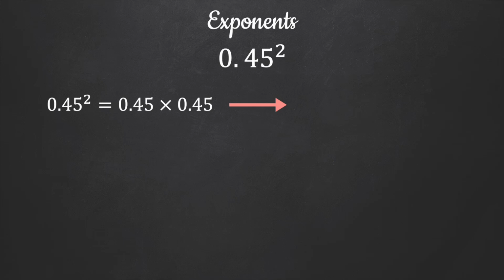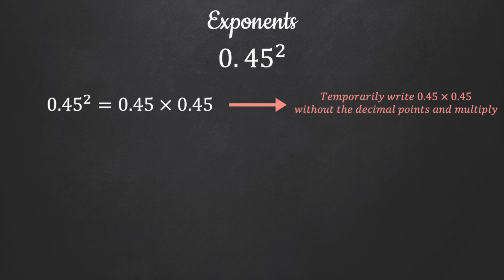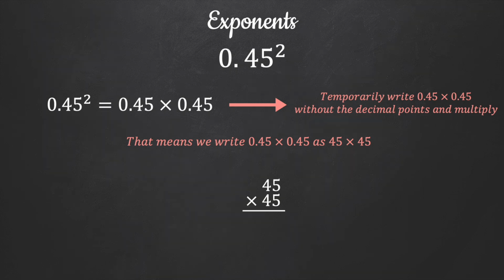So the next thing we're going to do is multiply. Now, if you struggle with multiplying with decimals, you can temporarily write 45 hundredths times 45 hundredths without the decimal points and then go ahead and multiply. So that means we're going to write it as 45 times 45. And then we're going to go ahead and multiply normally.